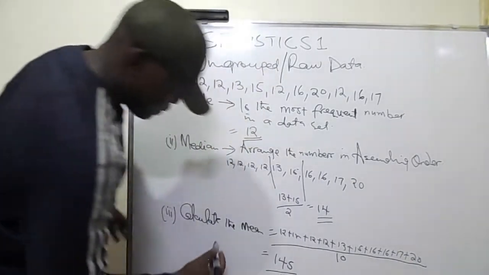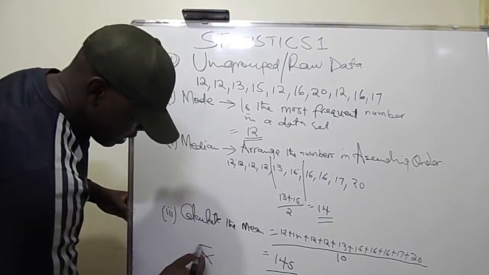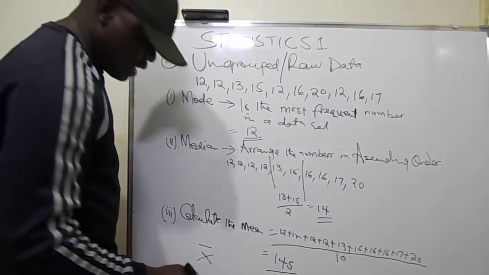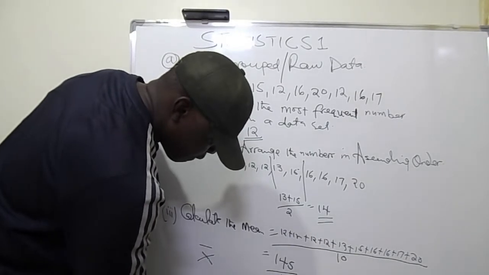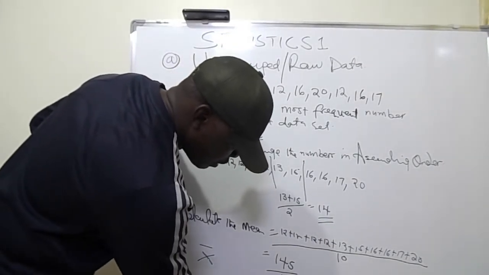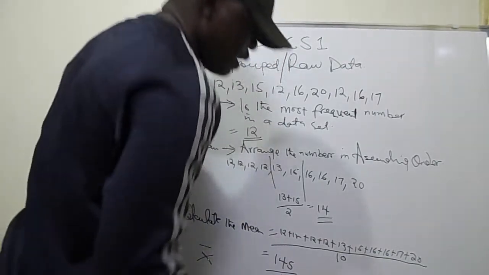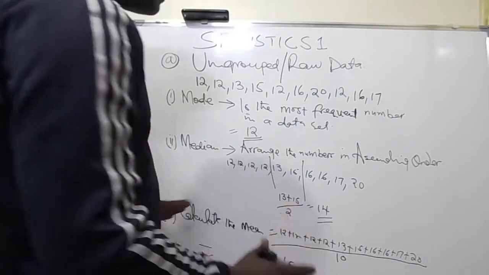So the mean, which we always refer to as X bar, this is the symbol of the mean. So the mean, X bar, is going to be 14.5. Okay? So this is the answer. So what am I saying in a nutshell?